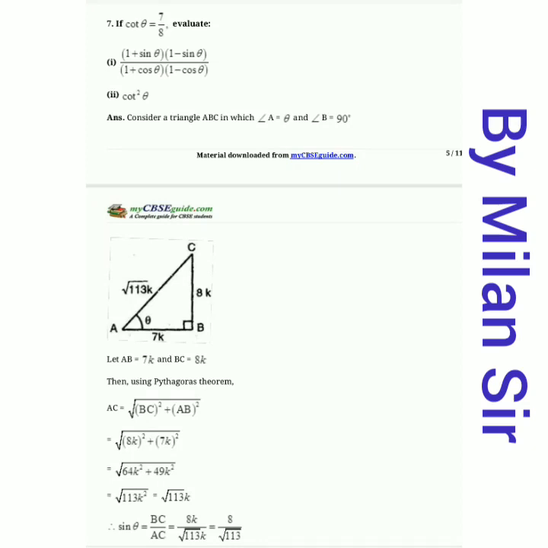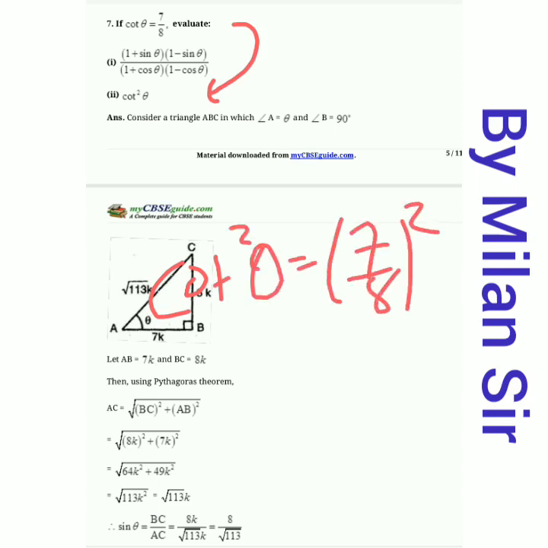Two questions are there. One is in bracket 1 plus sine theta into in bracket 1 minus sine theta upon in bracket 1 plus cos theta into in bracket 1 minus cos theta. And second thing is cot square theta. Second thing is very easy. If cot theta is equals to 7 by 8, then cot square theta is equals to square of 7 by 8. So 7 square is 49 and 8 square is 64. So it's easy, 49 upon 64.